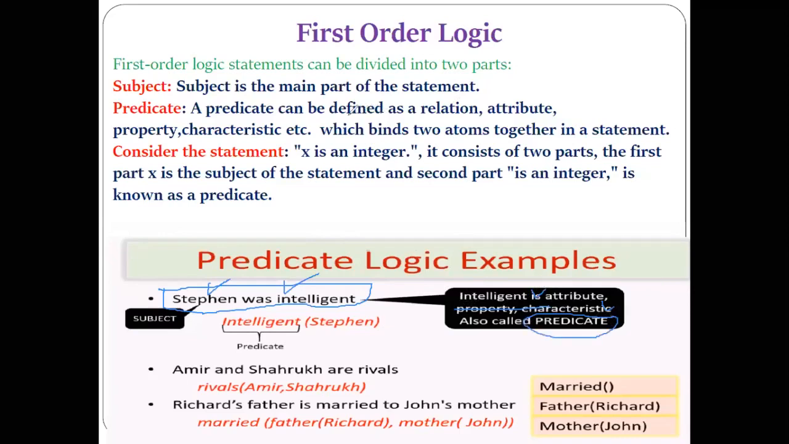Now, how do we write the FOL for this? In order to write the FOL, we should first write the predicate. Keep in mind, when you write the FOL, what do we write first? First we write the predicate. Now, related to this statement, what is our predicate? Intelligent. So first we write the predicate, that is intelligent. Then, followed by the predicate, within parentheses, we write the subject. Now what is the subject? Stephen. And that is the reason the first order logic for this statement is this. Got the point?